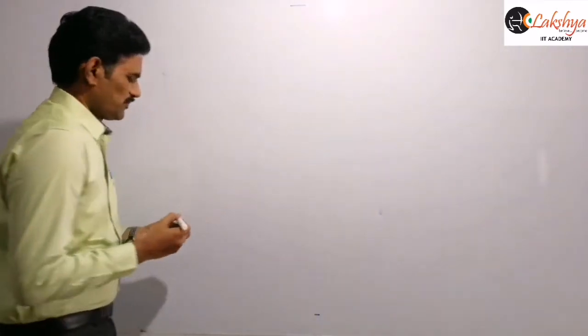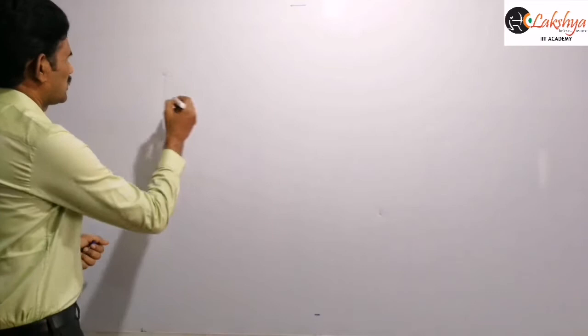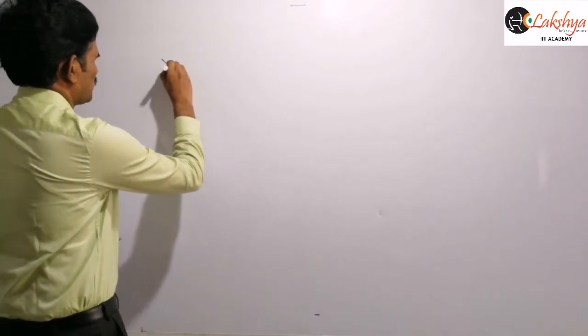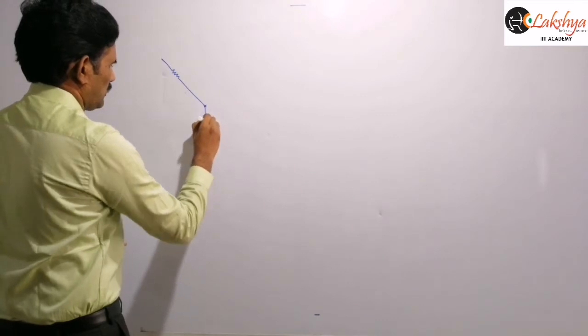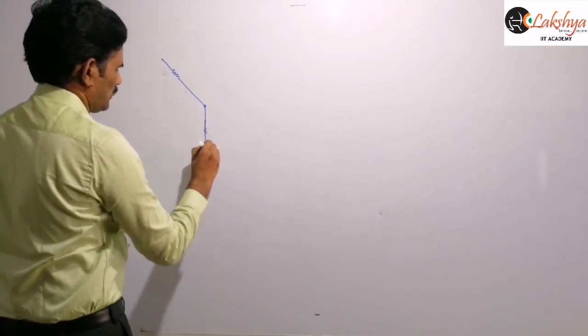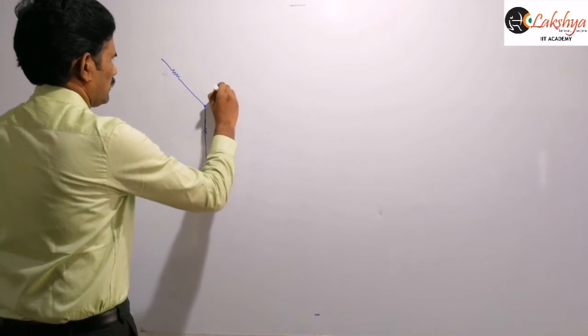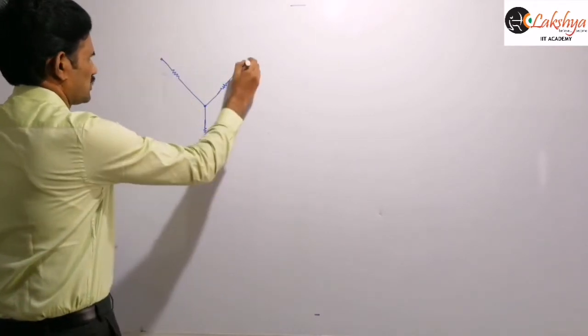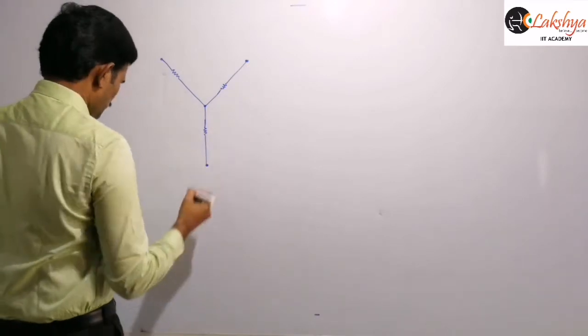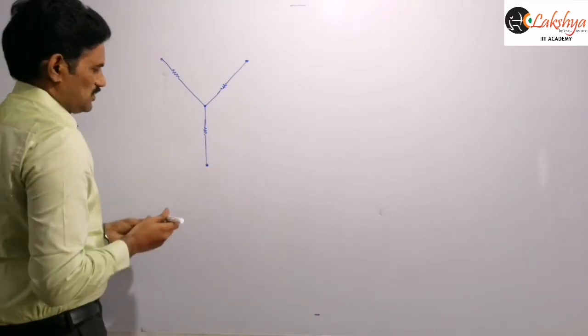Now what I am saying is, suppose the circuit is given like this, a branch of a circuit. Three resistors are joining here, and these are the points here.